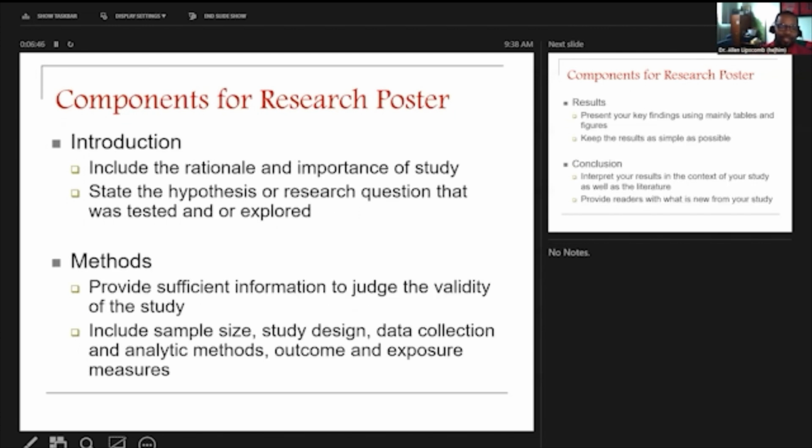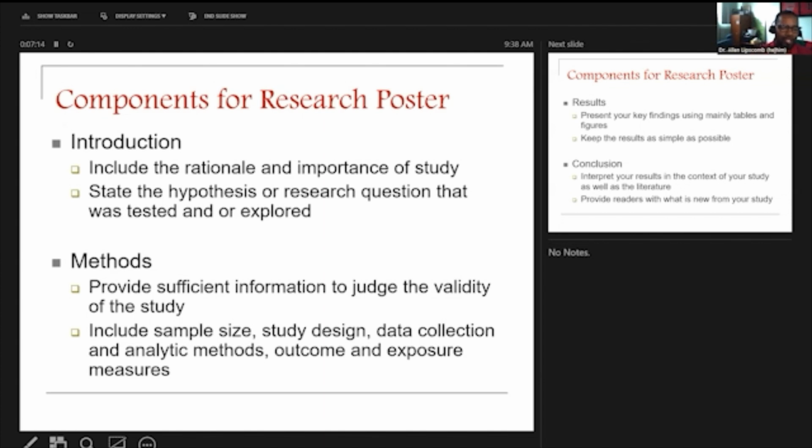You also want to have the introduction section. It includes the rationale and importance of this particular study. You want to state the hypothesis or research question that was tested and or that was explored in this particular study. With your method, you want to provide sufficient information so that folks can judge, right, the validity of the study, the value of the study, the contribution of the study.